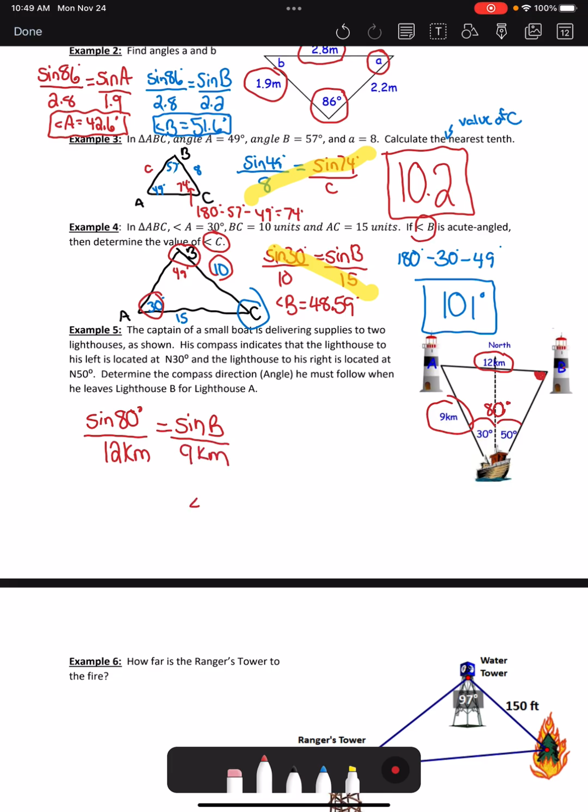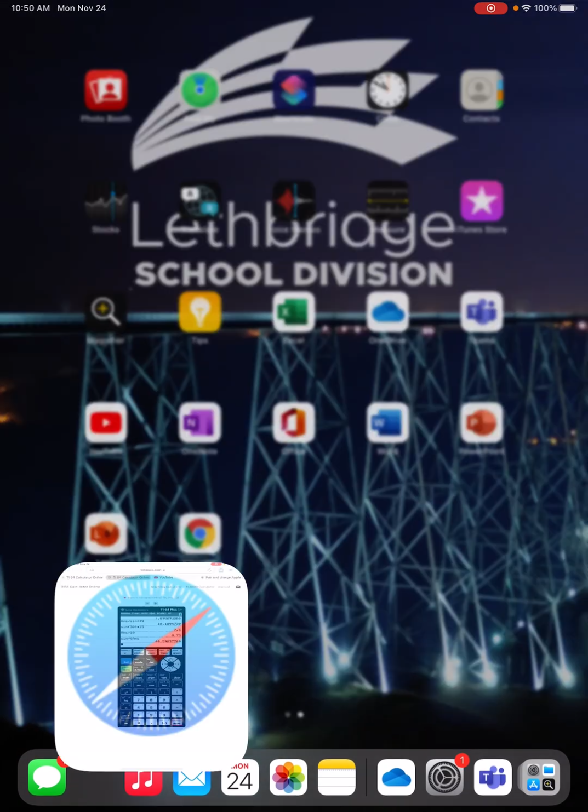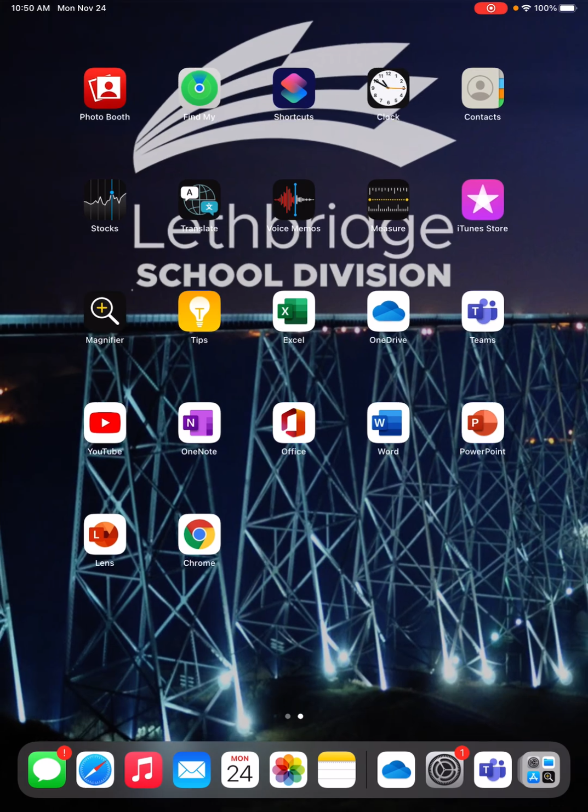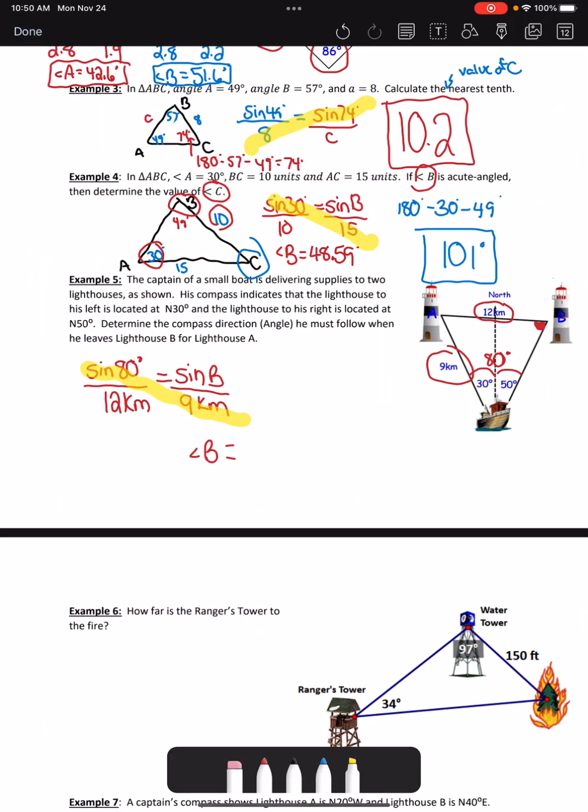Perfect. So I have this all set up, and then I'm just going to cross multiply and divide. So I'm going to go sine 80, bracket, times 9 divided by 12. And then to get the angle, I'm going to go second function sine, second answer. And that gives me an angle of 47.6 degrees.